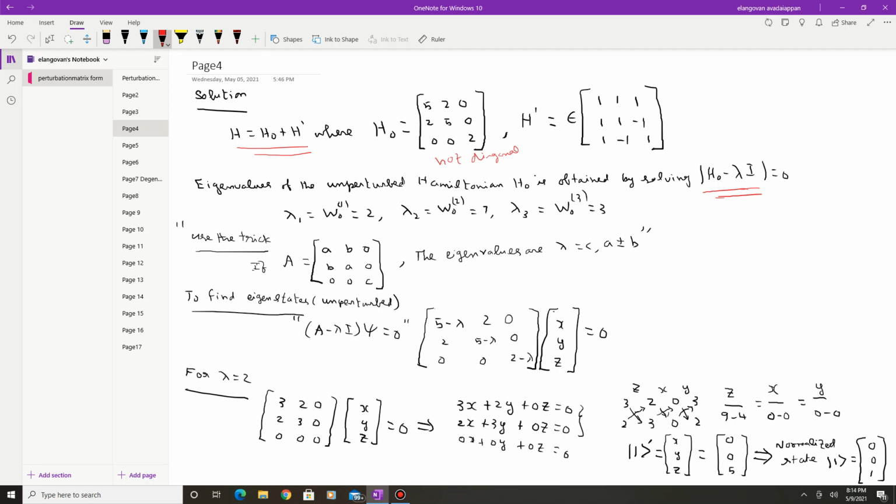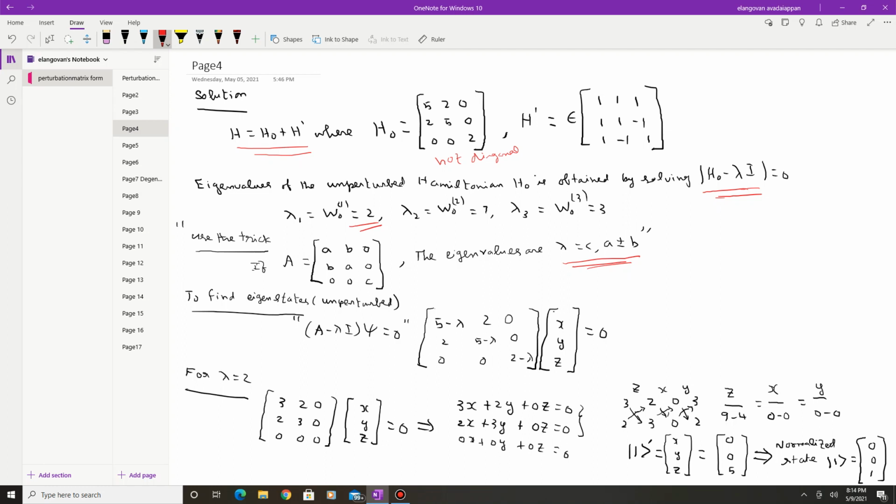So here, in order to solve this one, you can use a small trick. The matrix is of this form: A, B, B. This is symmetric, and these both are equal. A, B, B, and C. Then the eigenvalues are C, A plus B, and another eigenvalue, A minus B. So the three eigenvalues can be expressed in this form. So the given matrix is given like this. So using this trick, you can easily calculate the first eigenvalue, which is 2.